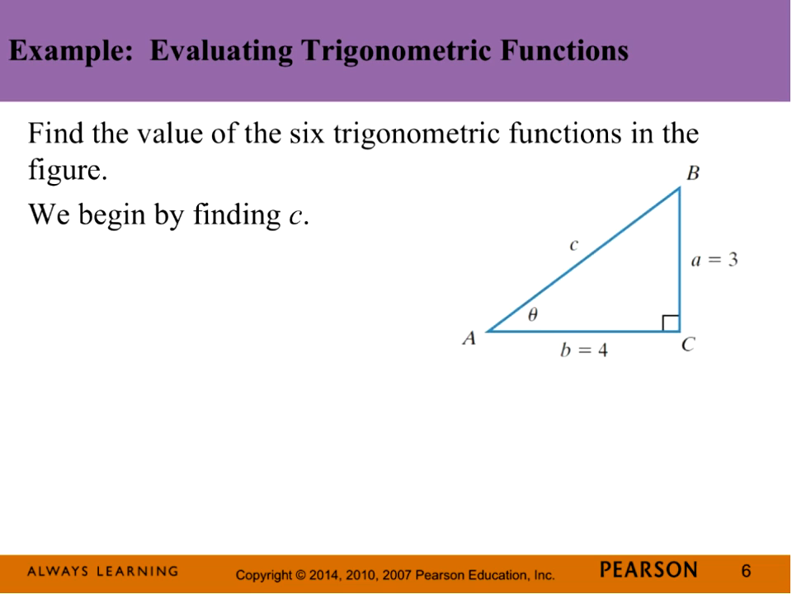Okay, so here we go. We are faced with the task of finding the value of the 6 trigonometric functions for this particular triangle. But before we can start doing the ratios, we have to find what C is. So we have to pull back that information from the Pythagorean theorem. Oh my gosh, I wrote a squared minus b squared for the Pythagorean theorem. The Pythagorean theorem is a squared plus b squared.